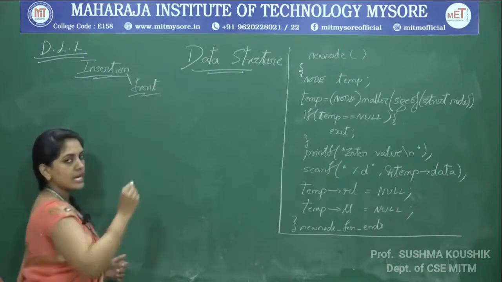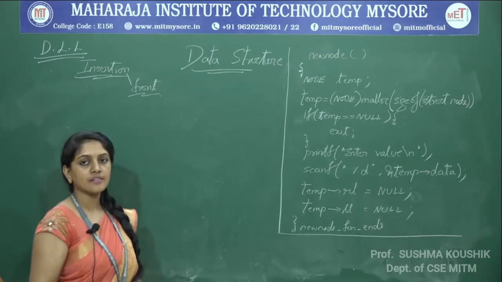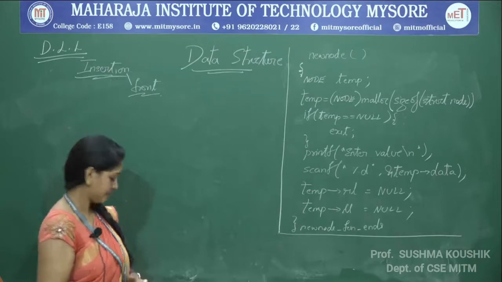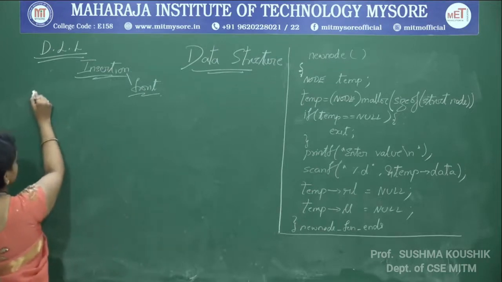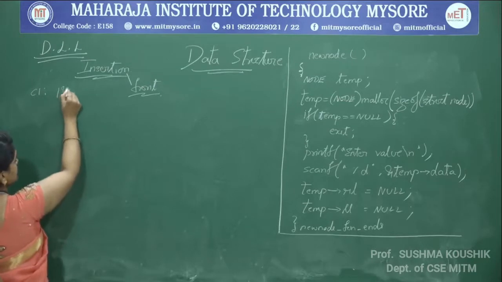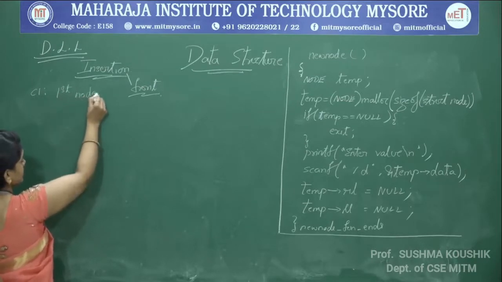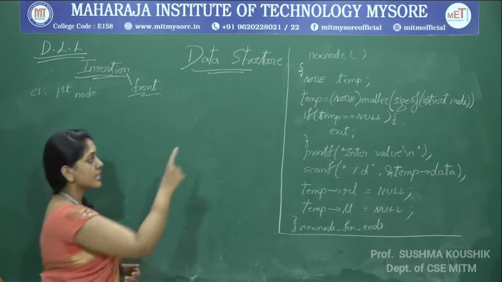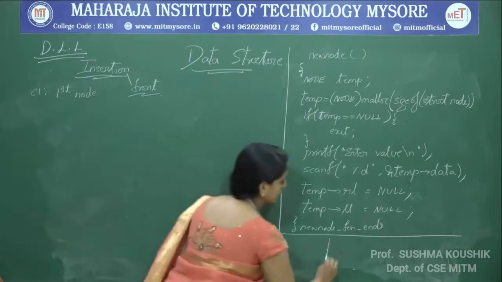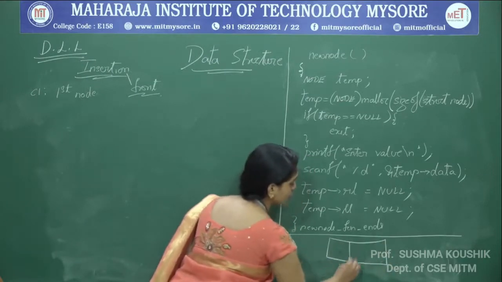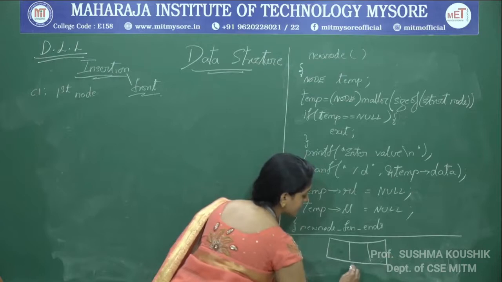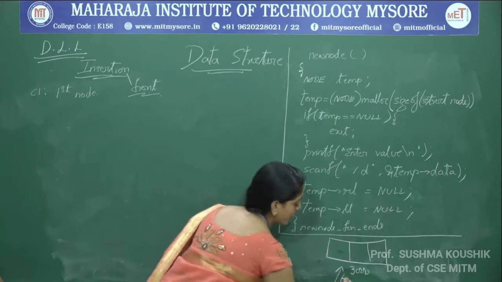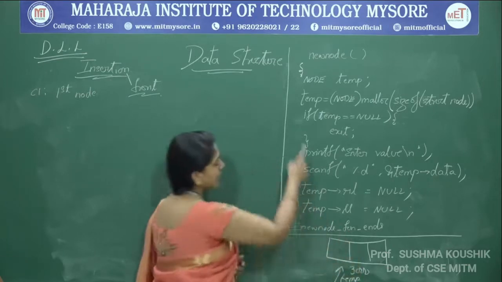Okay, so with this, as usual, the first case starts where no node exists, that is, this will be the first node which we are creating. Case 1 is first node creation. In a similar fashion we will call the new node function. Once I call the new node function, that will create a node for us. Creation of a node will assign some address. So if that address is 3000, temp will be pointing to that particular address.